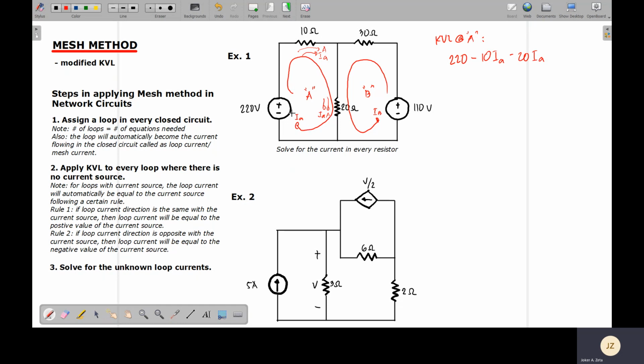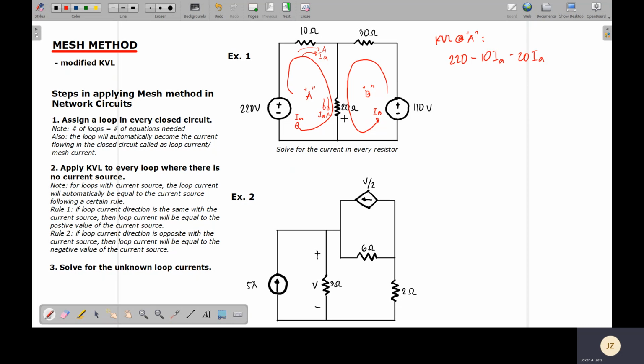Then the loop will go back to its original position. So, do we end it here? Now, take note that KVL states that the summation of all voltages in a closed circuit is equal to 0. Now, are these all the voltages in our closed circuit represented by loop A? The answer is no. Because for the 20 ohm resistor, the voltage is not just caused by IA, but there is also a voltage caused by current IB. As you can see here, there are 2 currents flowing along the 20 ohm resistor: current IA and current IB.